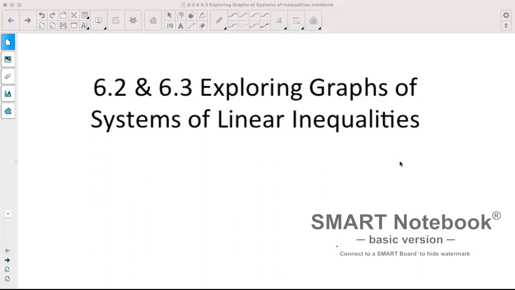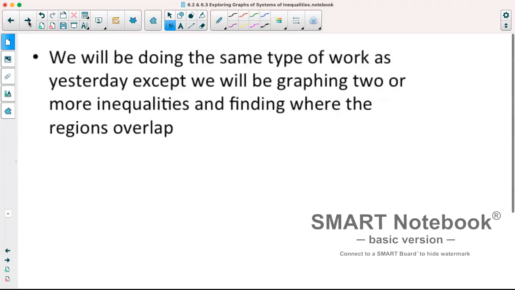Hi, today we are looking at section 6.2 and 6.3. We look at exploring graphs of systems of linear inequalities. We'll be doing the same type of work as yesterday, except we'll be graphing two or more inequalities and finding where the regions overlap each other.